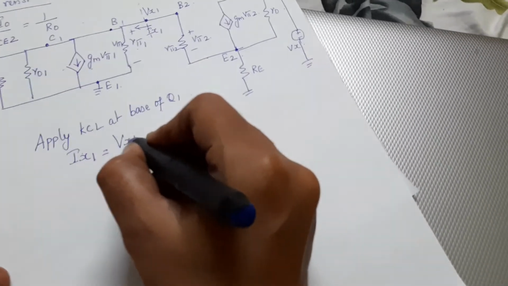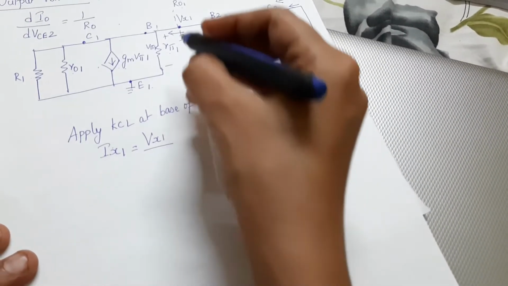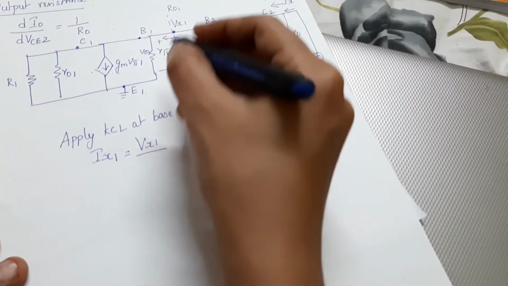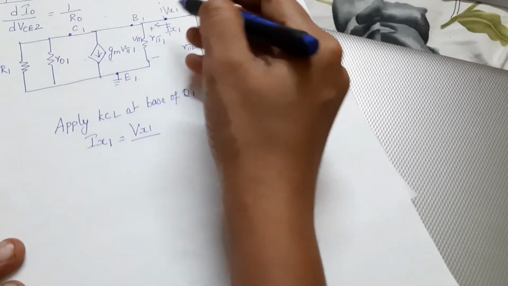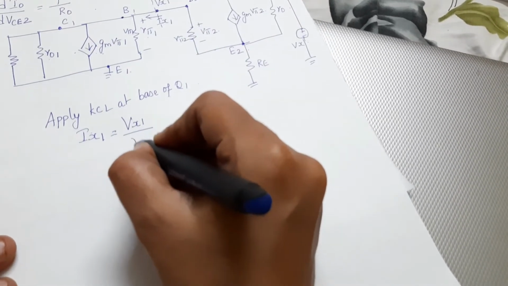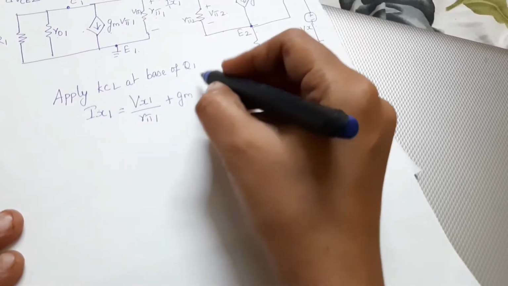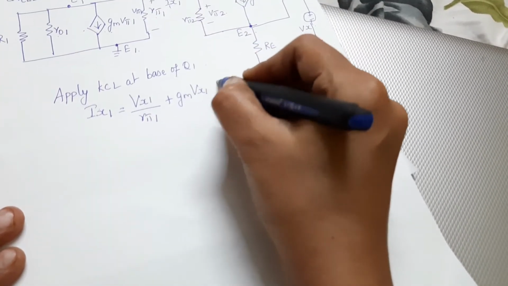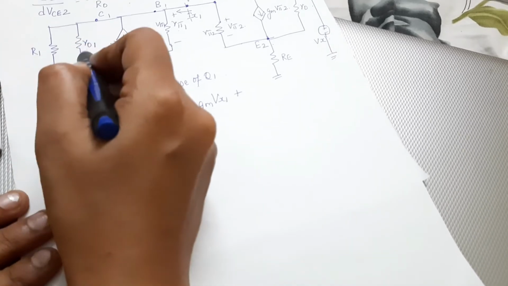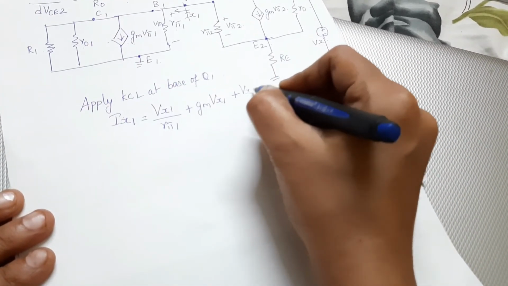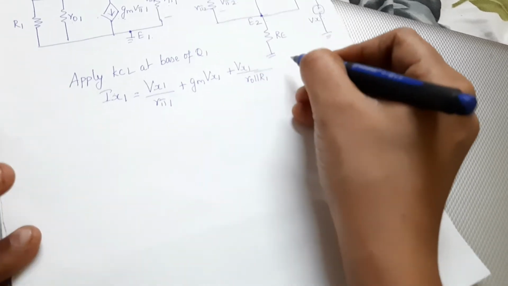So Vx1 across the resistor Rπ1, just the Ohm's law formula V by R. So voltage is nothing but Vx1. Instead of Vπ1, I have substituted Vx1 because here I have taken it as Vx1. So Vx1 divided by Rπ1 plus gmVπ1, where instead of Vπ1 I'll substitute Vx1, plus these two resistors are parallel to each other. So across these two resistors, what is the voltage? Vx1 divided by R0 parallel to capital R1.